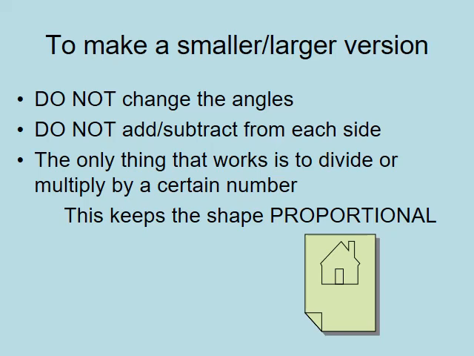To make a smaller or larger version of an image, you do not change the angles. You do not add or subtract from each side. The only thing that works is to divide or multiply by a certain number, and that number is what keeps the shape proportional, which is what we were talking about the last couple of days in class.